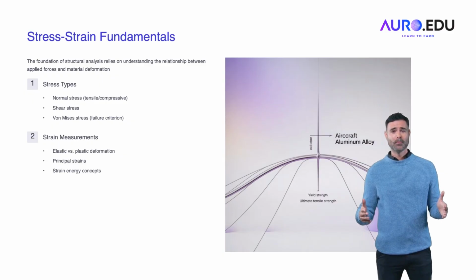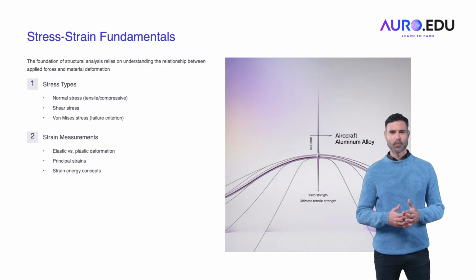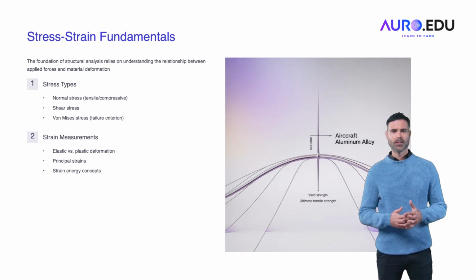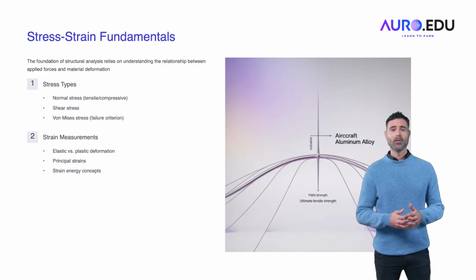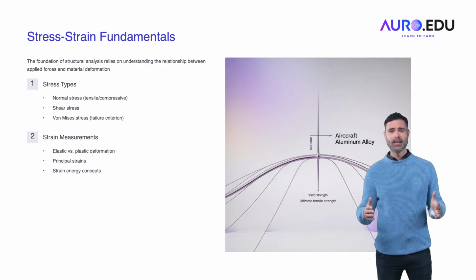Strain represents the amount of deformation per unit length in response to stress, with materials exhibiting elastic, reversible, or plastic, permanent deformation. The stress-strain curve for materials like aerospace aluminum alloys shows how they behave under different loads, indicating the elastic and plastic regions and the point at which failure occurs. Understanding these fundamentals is crucial for designing components that can safely withstand the stresses encountered during flight, such as in wings, fuselages, and landing gear.